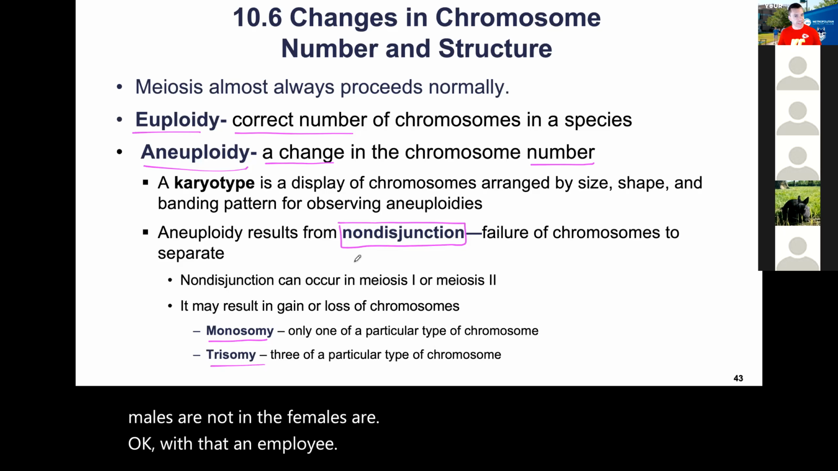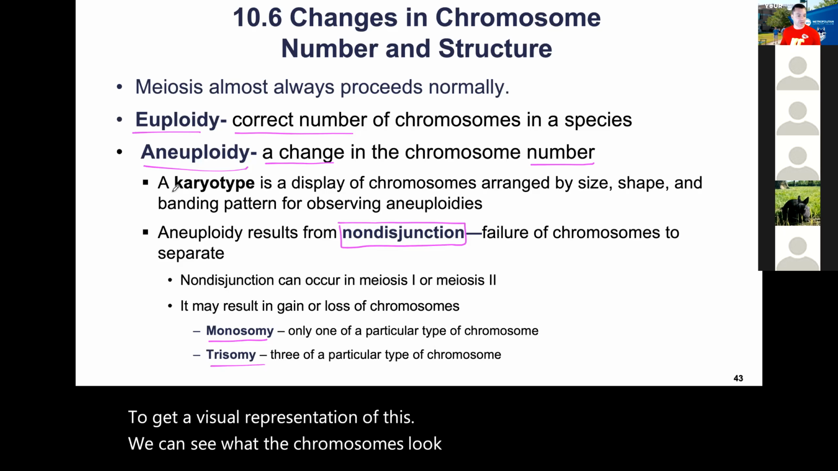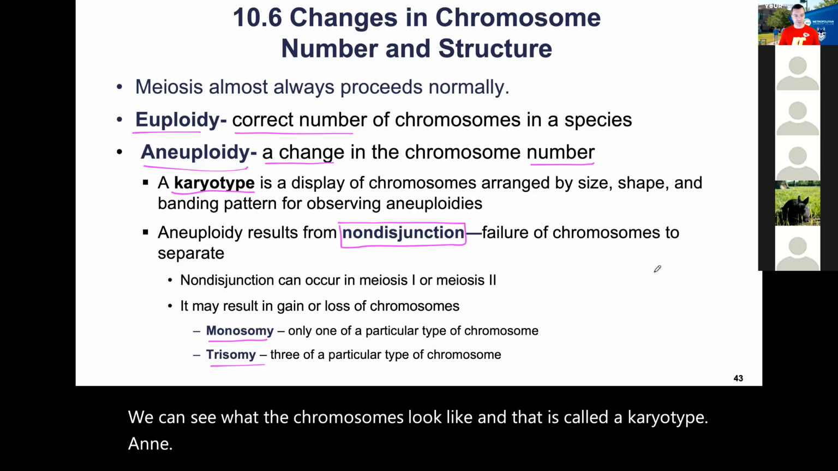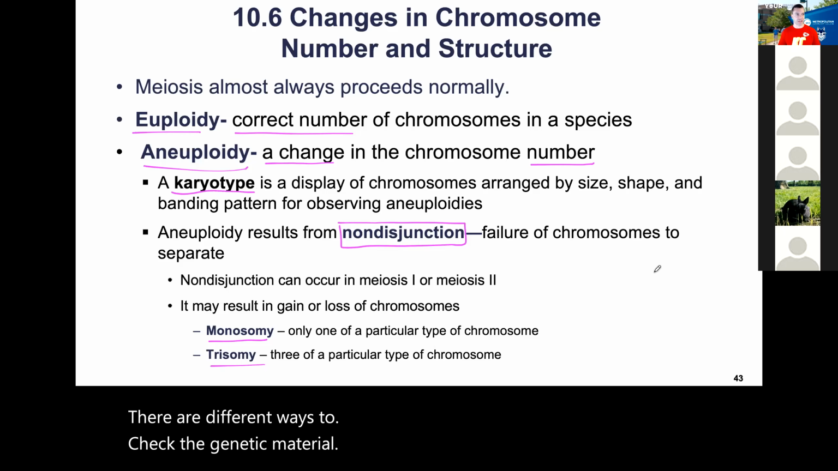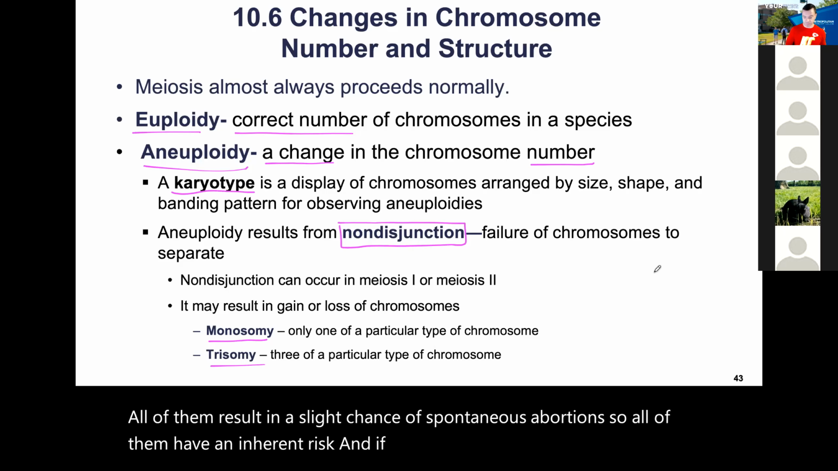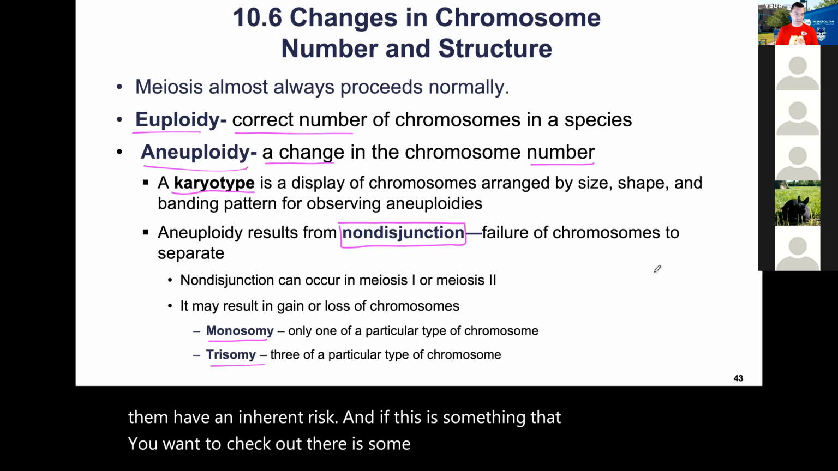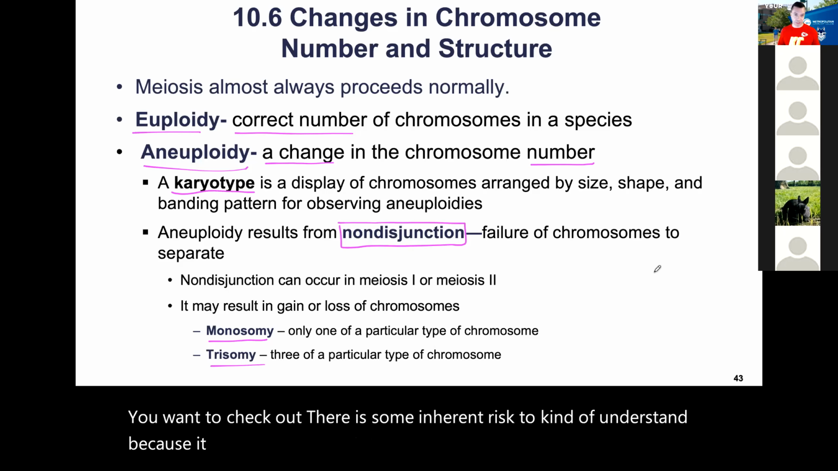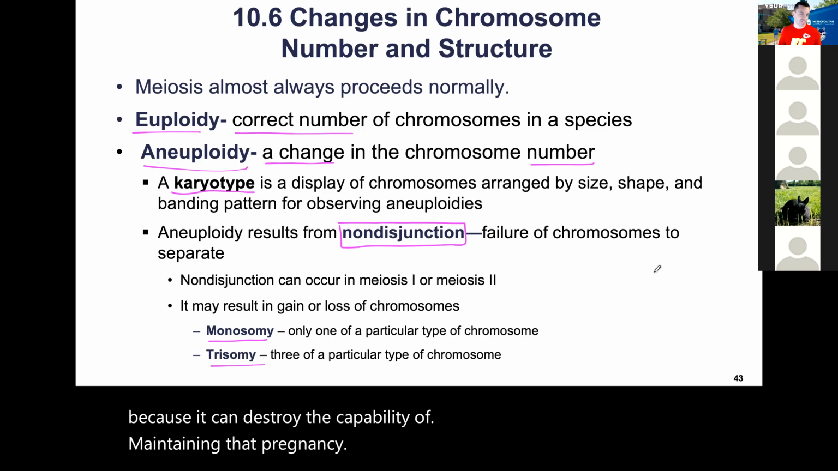To get a visual representation of this, we can see what the chromosomes look like, and that is called a karyotype. Okay, and there are different ways to check the genetic material. All of them result in a slight chance of spontaneous abortions. So all of them have an inherent risk. And if this is something that you want to check out, there is some inherent risk to kind of understand because it can destroy the capability of maintaining that pregnancy. So here's what some of these non-disjunctions look like.